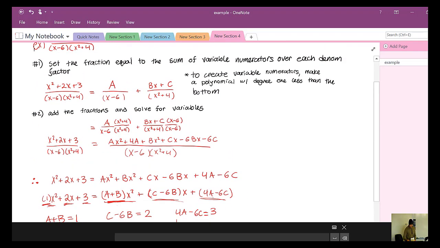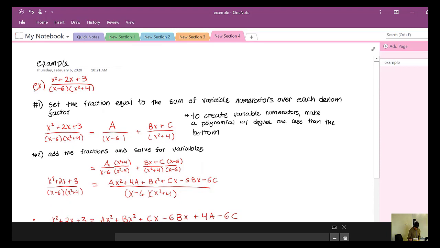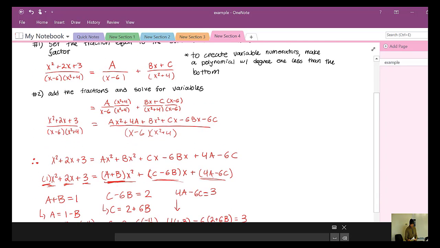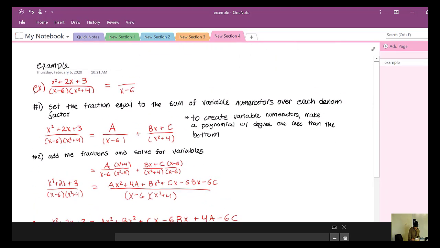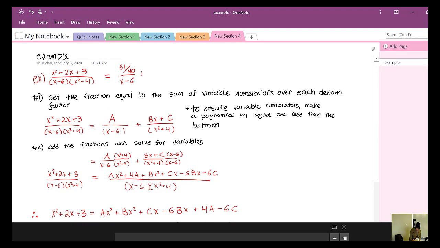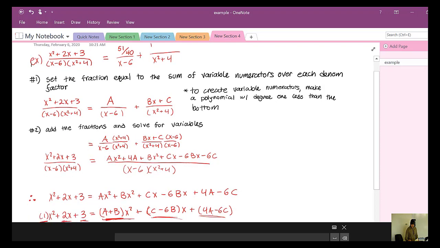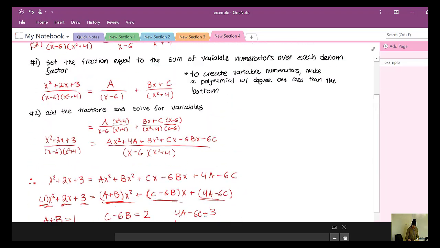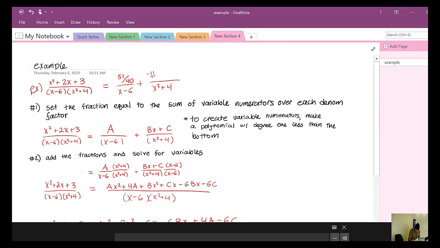So if we go back, we can say that our original polynomial fraction has to equal A over x minus 6, but we know that A has to be 51 over 40, plus (bx plus c) over (x squared plus 4), but we know that b is negative 11 over 40. So negative 11 over 40 x, and I believe c was 7 over 20.